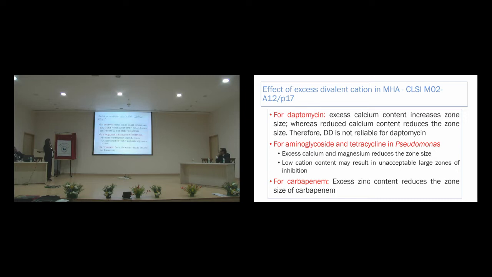Even for aminoglycosides and tetracycline in Pseudomonas, this is important. Excess calcium and magnesium reduces the zone size, and low cation content may result in unacceptably larger zone sizes. For carbapenems, zinc plays a very important role. Excess zinc reduces the zone diameters of carbapenem discs. So this has to be taken care of when we are using Mueller-Hinton agar.